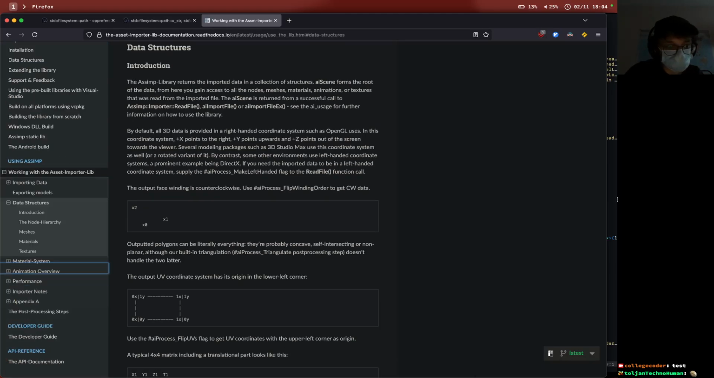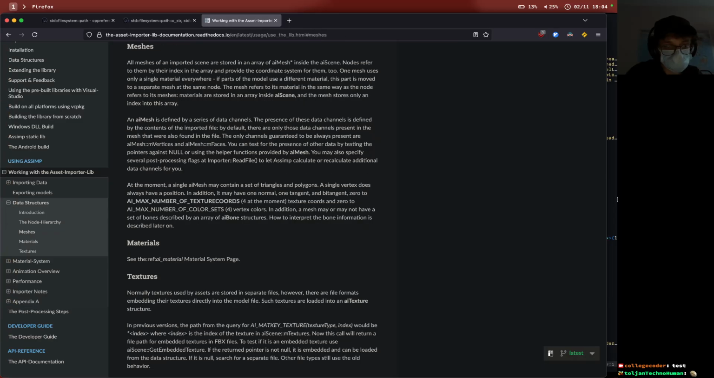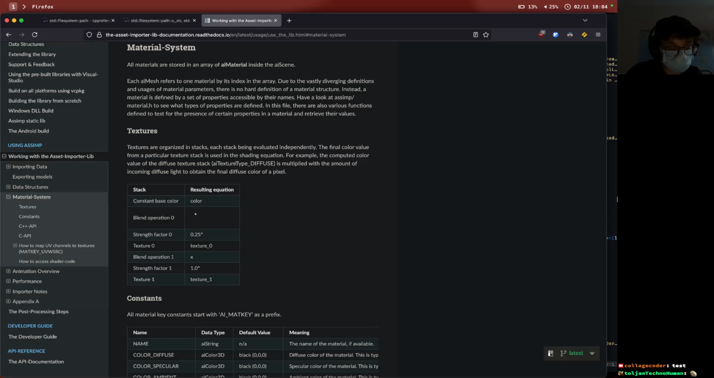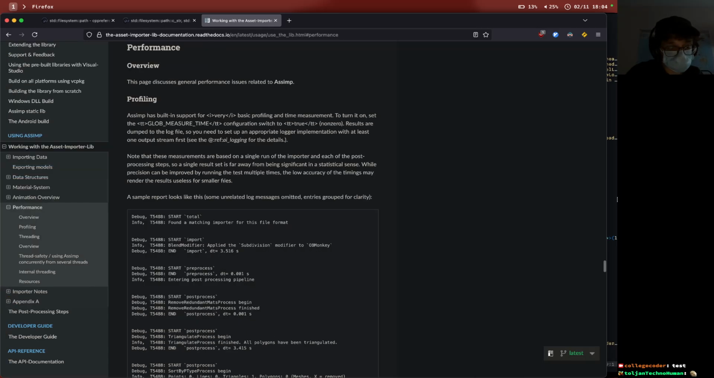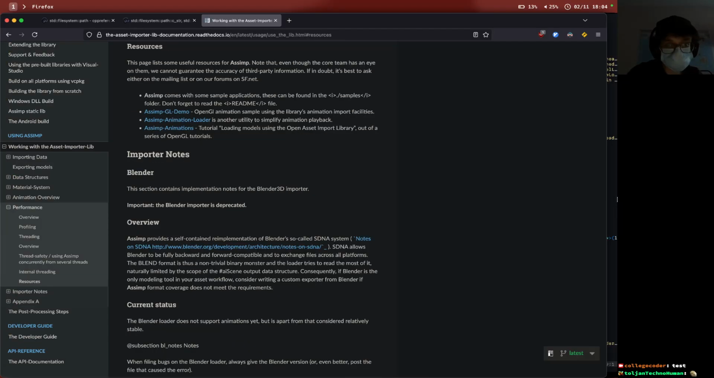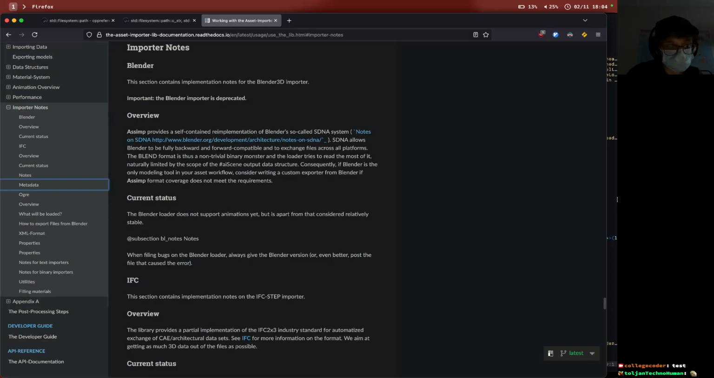Data structures. What are the indices for the data structures? Node hierarchy, meshes, materials, and textures. No, don't care. Material system, no, I don't care about this either. Animation overview, nope. Performance, don't care about it either. Importer notes, I don't care about it either.